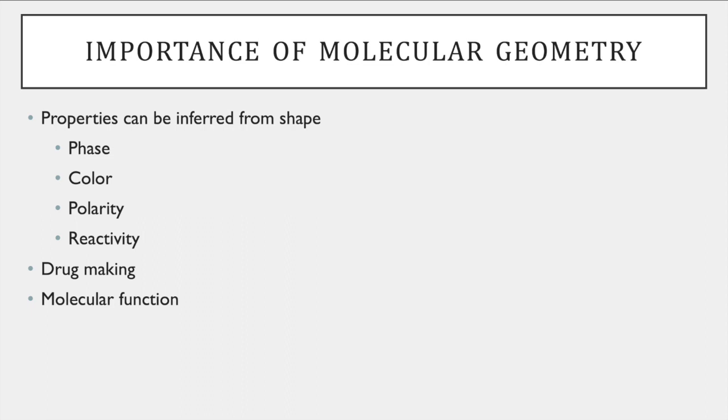So to start, why is molecular geometry important? Well, the biggest and main reason why the shape of a molecule is important is because many properties of a molecule can be predicted from knowing the shape. These properties include things like phase, color, polarity, and how it reacts with other molecules. Molecular geometry can also be useful to know when making drugs or understanding molecular function.